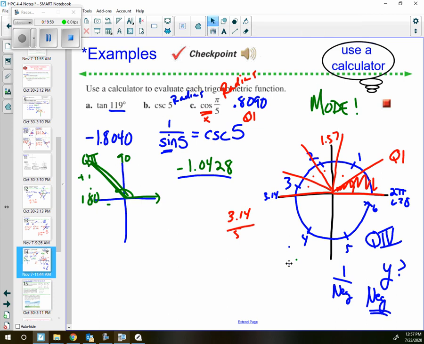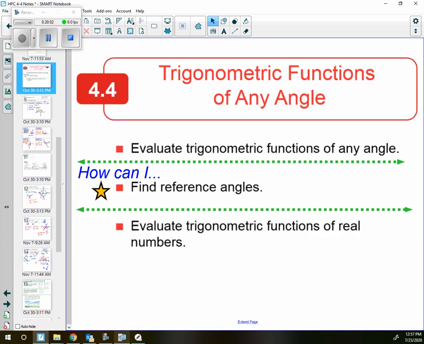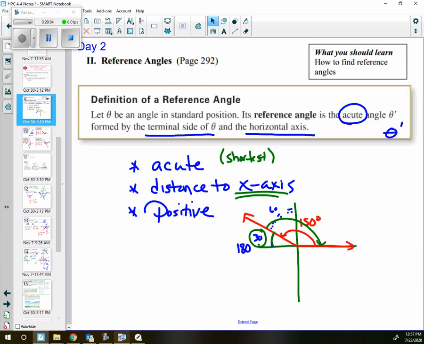So the big picture today is all about reference angles. How can I find a reference angle? So the three big things: they're acute, it's the distance to the x-axis, the shortest distance, and it's always positive. So be able to find reference angles and use your calculator.